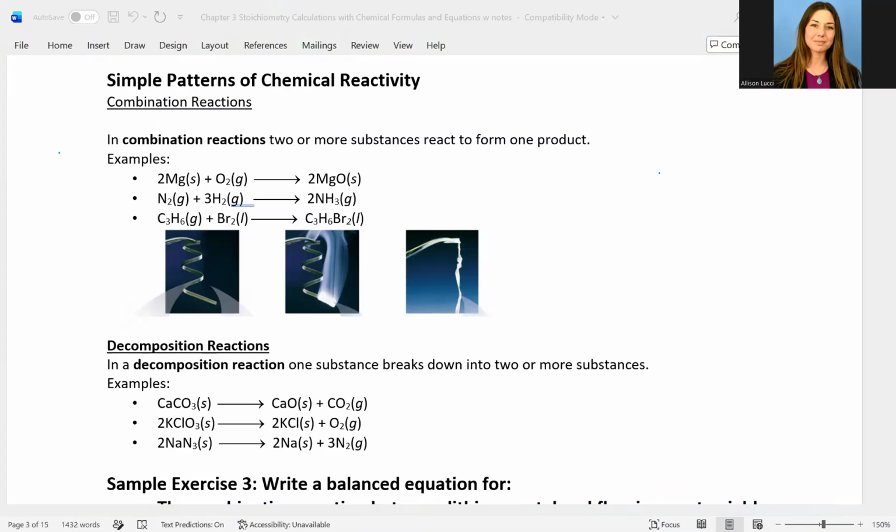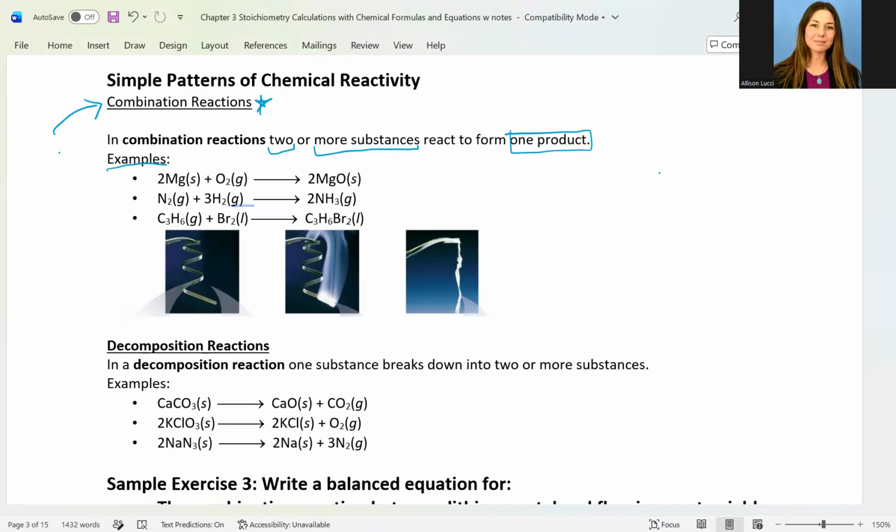In this video, we're going to introduce some simple patterns of chemical reactivity. By that, we mean if we're talking about the pattern that we see, we can define it as what's called a combination reaction when we have two or more substances that react and they form one product. So that's the pattern for a combination reaction, this first type of reaction here, and we see that in these examples shown below.